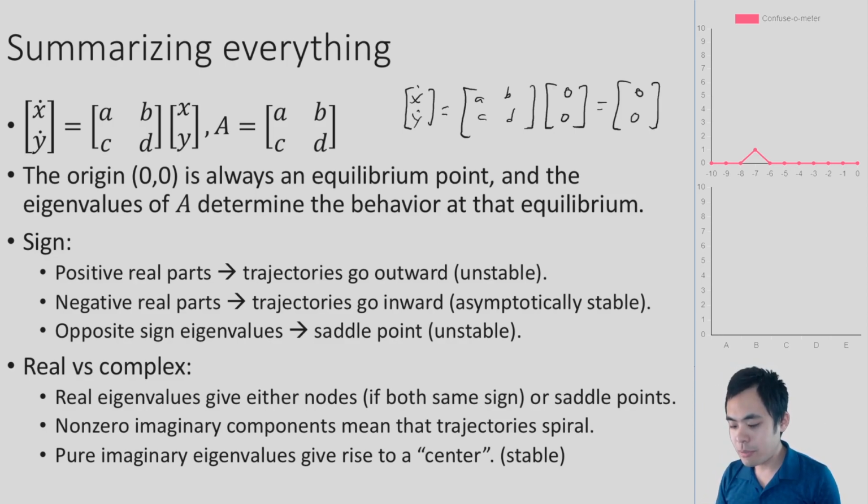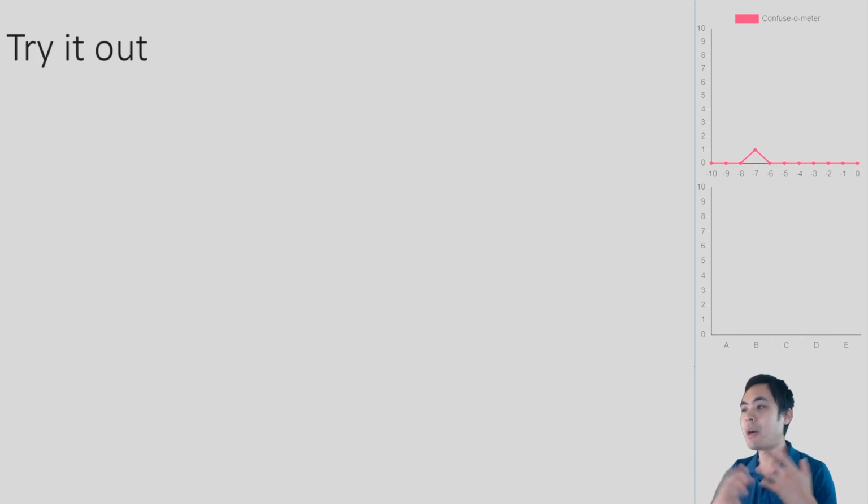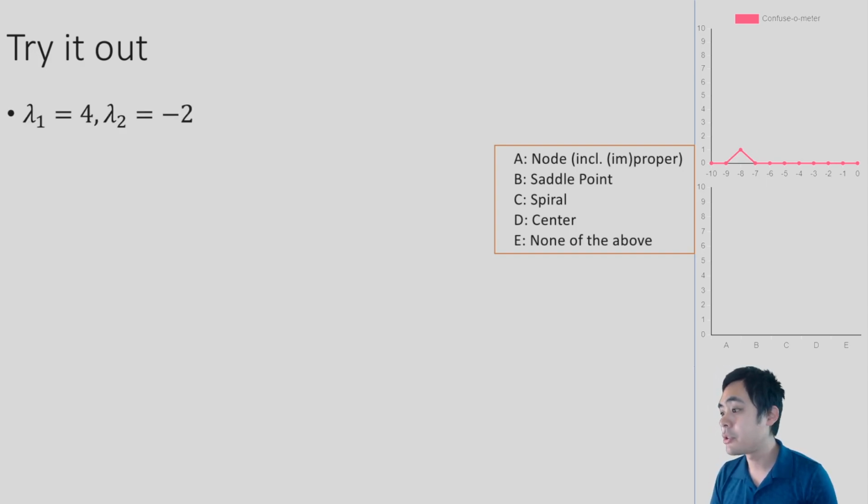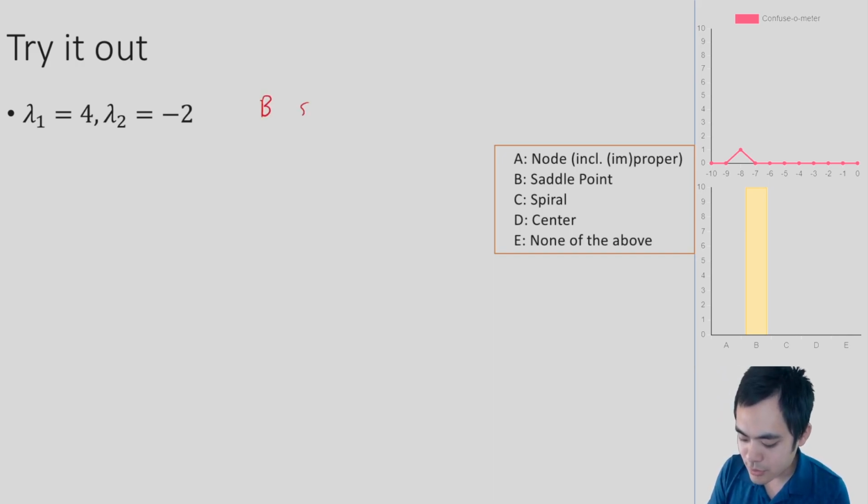Last time, we talked about the stability of a bunch of different possible groups of eigenvalues. This time, we're going to talk about classifying by the type of behavior. So I'm going to ask, are these nodes, saddle points, spirals, centers, or none of the above? We're just going to go through the same examples again. If one of your eigenvalues is 4 and the other is -2, what sort of behavior is this? Yes, exactly. This is a saddle point because you have different signs.